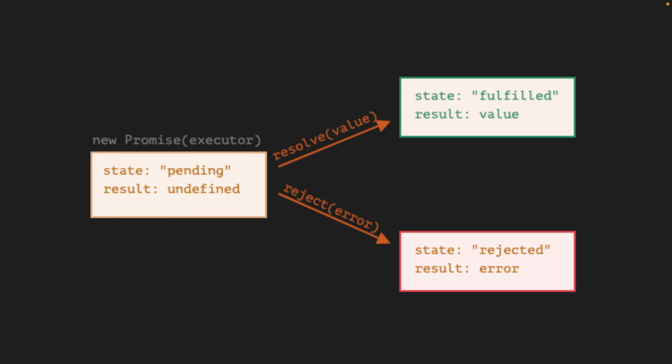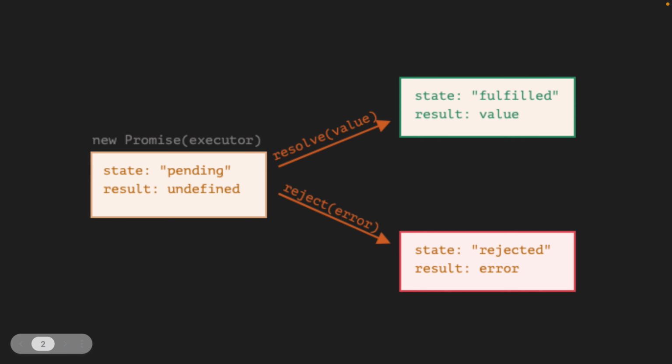Pending, which is the initial state: the promise is neither fulfilled nor rejected. Fulfilled, when the operation completed successfully and the promise has a resulting value. And rejected, when the operation failed and the promise has a reason for the failure.